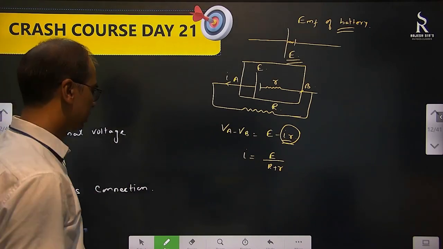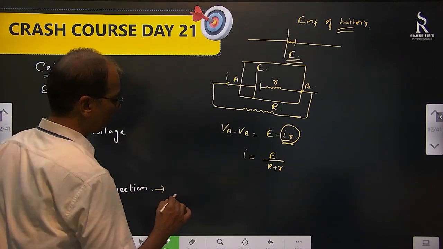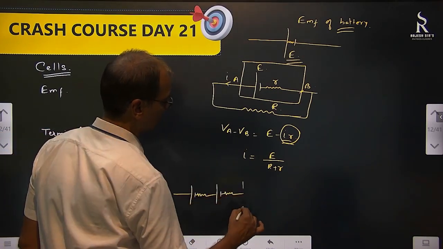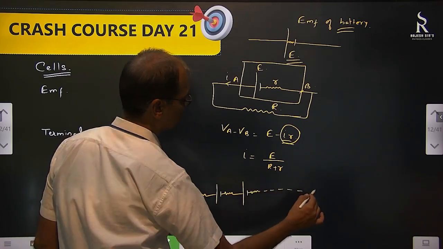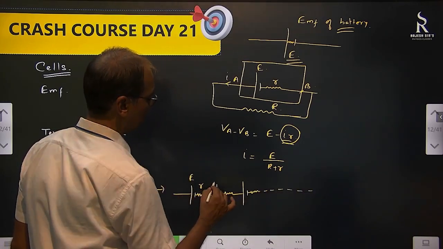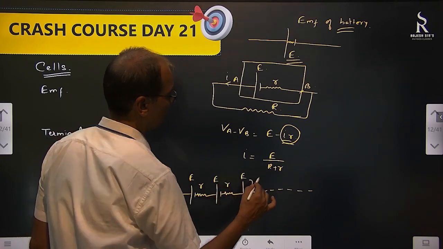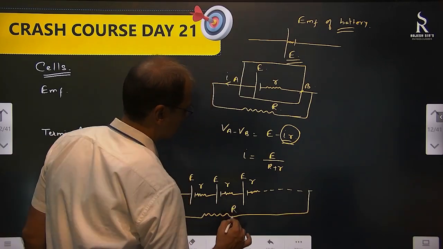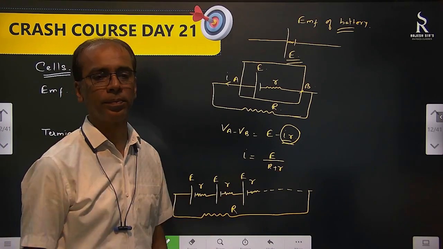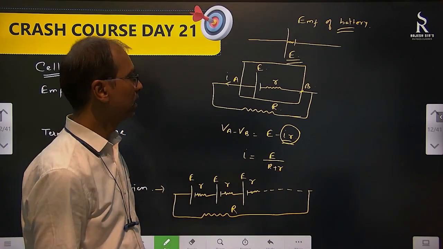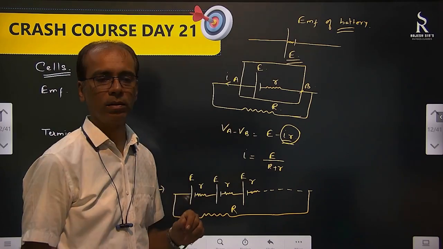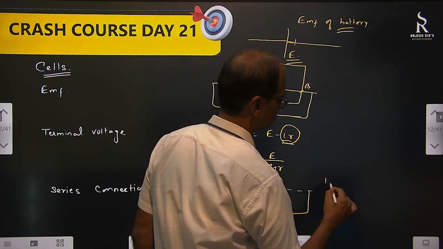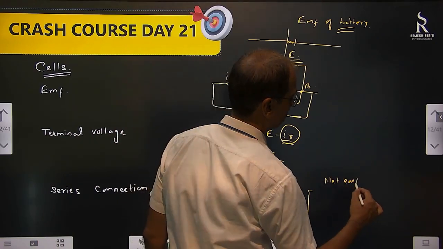Series connection of cells. Now you are connecting, suppose, N cells in series, along with resistance also. E, r, E, r, E, r, like that N. And then there is an external resistance also. So if we have connected N cells, how much is the net EMF we are getting? For a single cell we have written EMF is E. If there are N, we will write that the net EMF is NE.